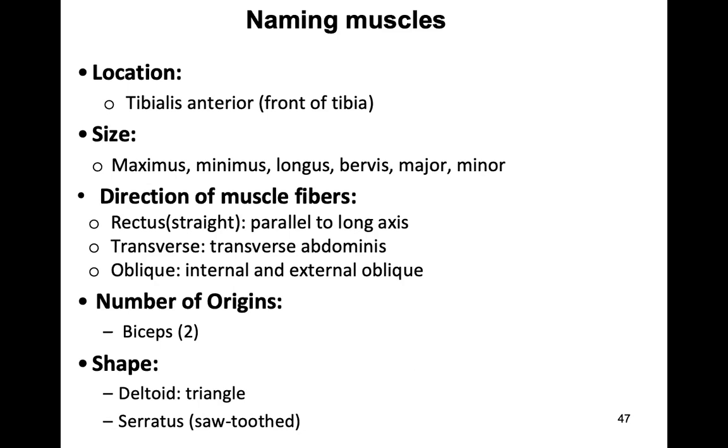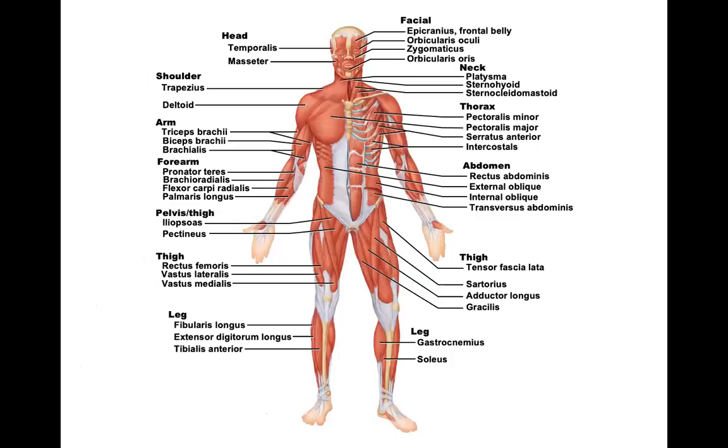Number of origins: you have muscles called biceps or triceps, which basically means how many heads or points of attachment they have in terms of origins. And then shape of the muscle. The muscle called deltoid is triangular, and the word deltoid literally means triangle. Serratus means a sawtooth pattern. These are muscles on the side, and you can see that serrated pattern on the muscle, hence the name serratus.